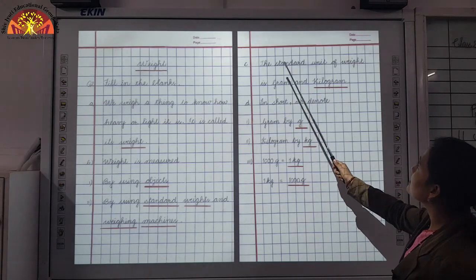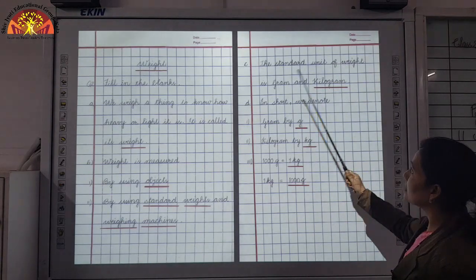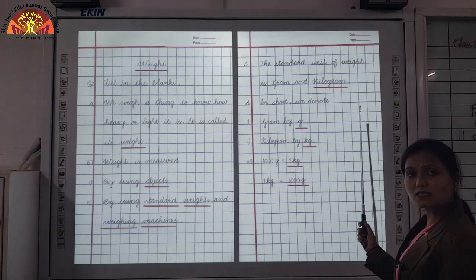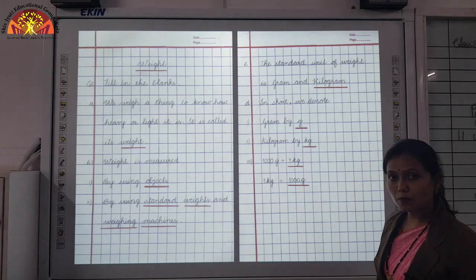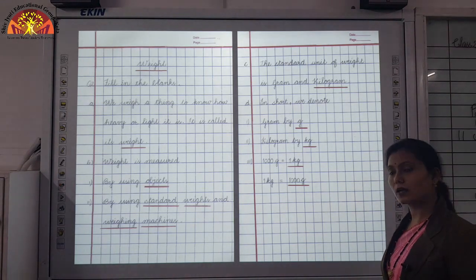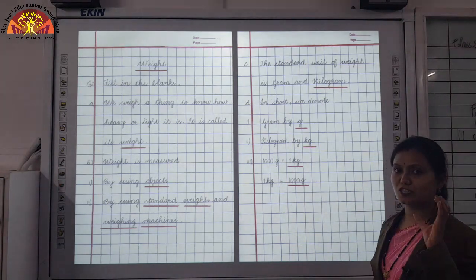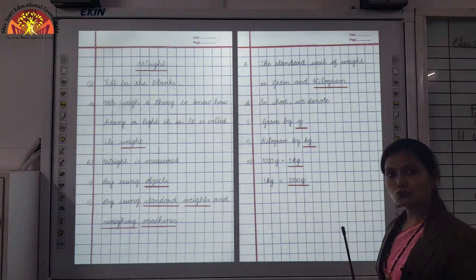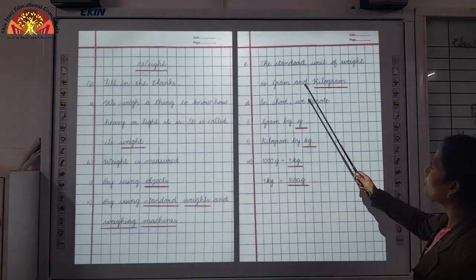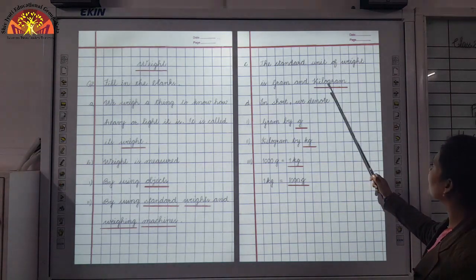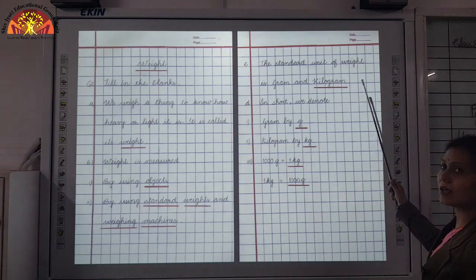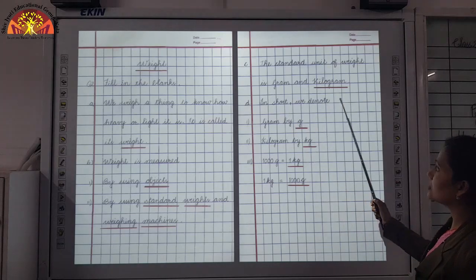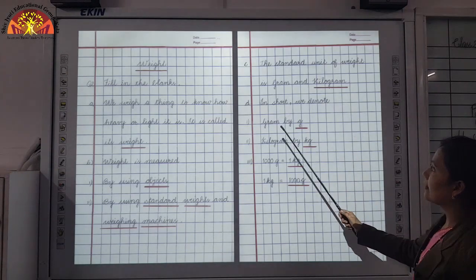Next is the standard unit of weight is gram and dash. So, you know what are the standard units of weight? Weights can be measured in gram or kilogram, right? Gram is used to measure small weight, and kilogram is used to measure heavy weights. So, gram and kilogram, K-I-L-O-G-R-A-M, kilogram.